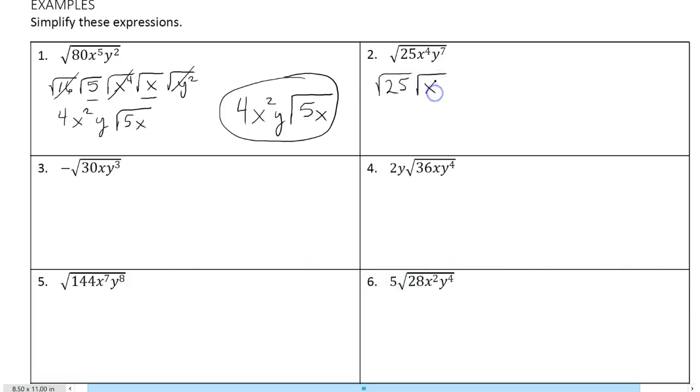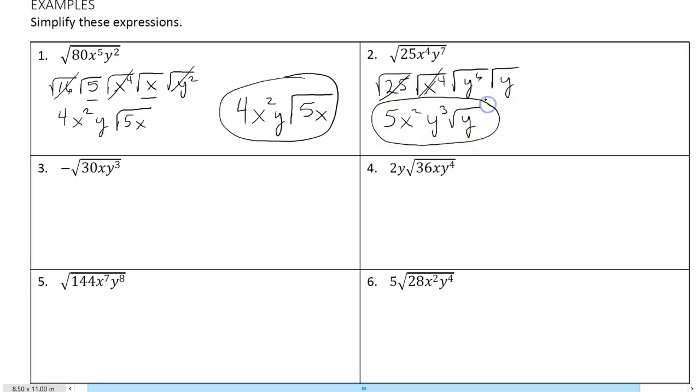Divide the odd power into y to the sixth times y to the first. Leave the perfect squares alone. The roots of the perfect squares come out. Y stays inside. The final answer then is 5x squared times y to the third times the square root of y.